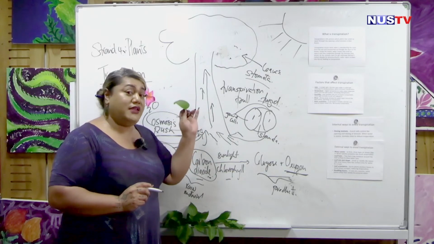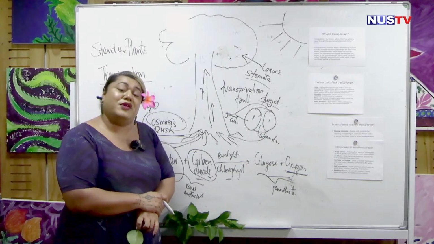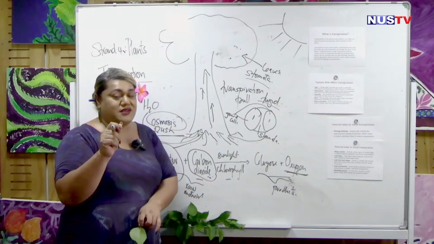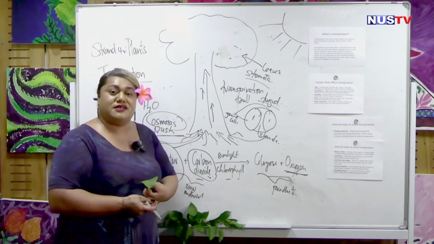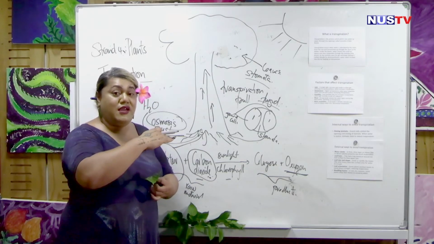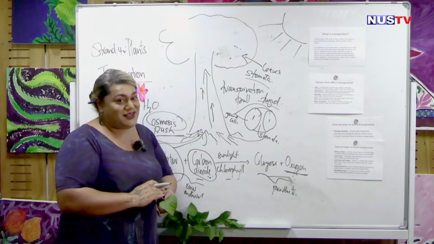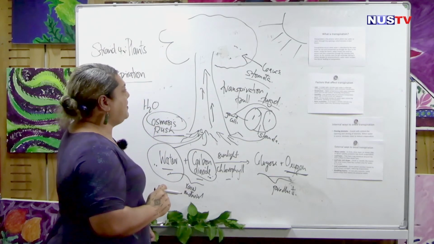Photosynthesis happens in the chloroplast. We talked about this. The chloroplasts are in the leaf, in the palisade mesophyll layer. Good. Palisade mesophyll layer.